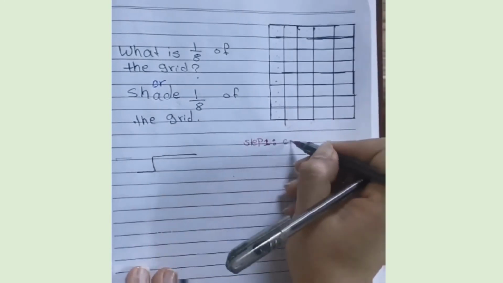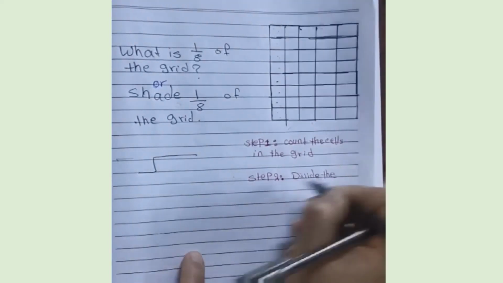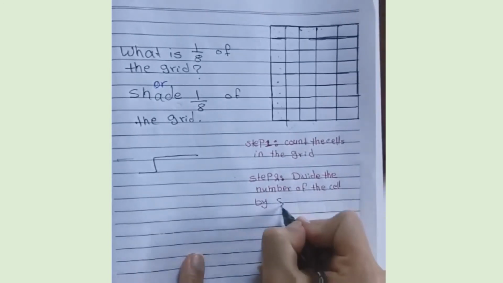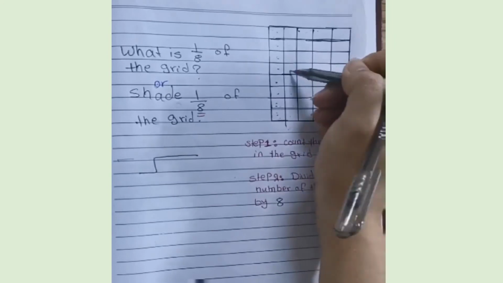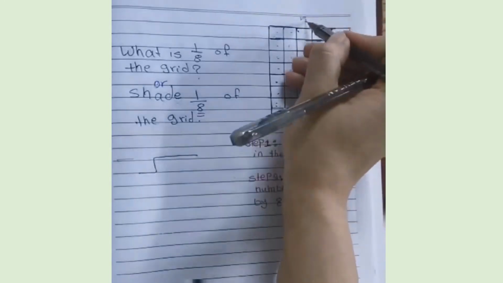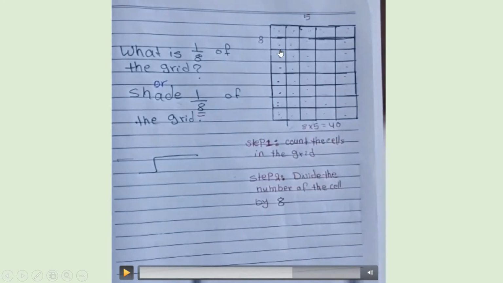But before that, step 1, we need to find out the number of the cells in the grid. Step 2, because we have the total amount of cells, we need to divide that number by the denominator of the fraction, and in this case, it's 8. We can count one cell at a time, but it will take a lot longer, so we can just count the cells in each row and then multiply them together. 8 times 5 equals 40. The total amount of cells we have is 40.